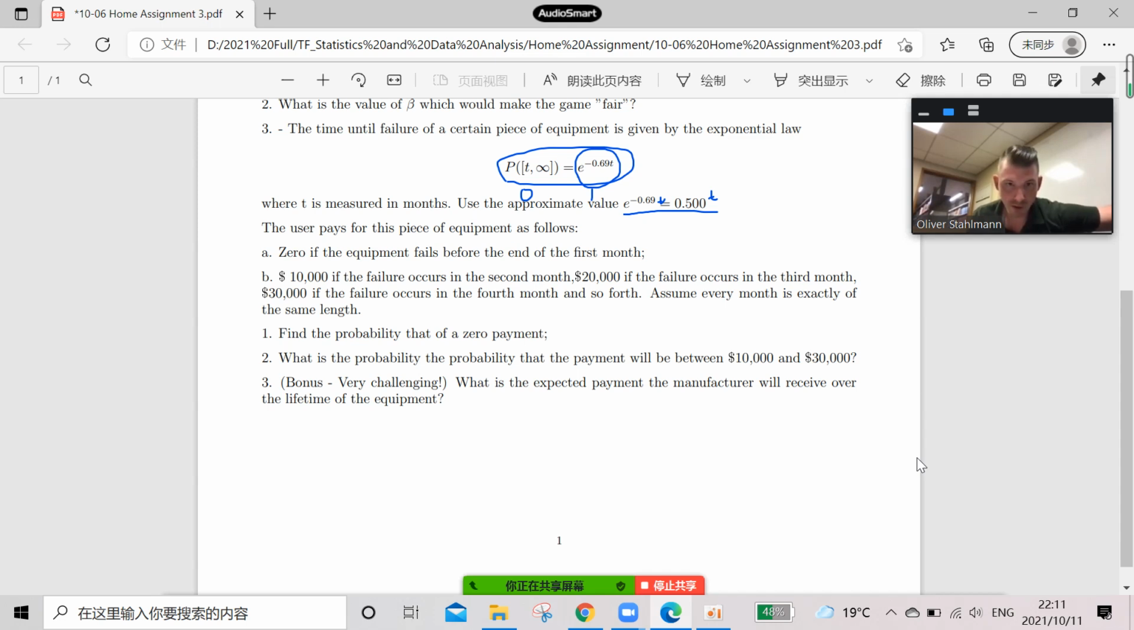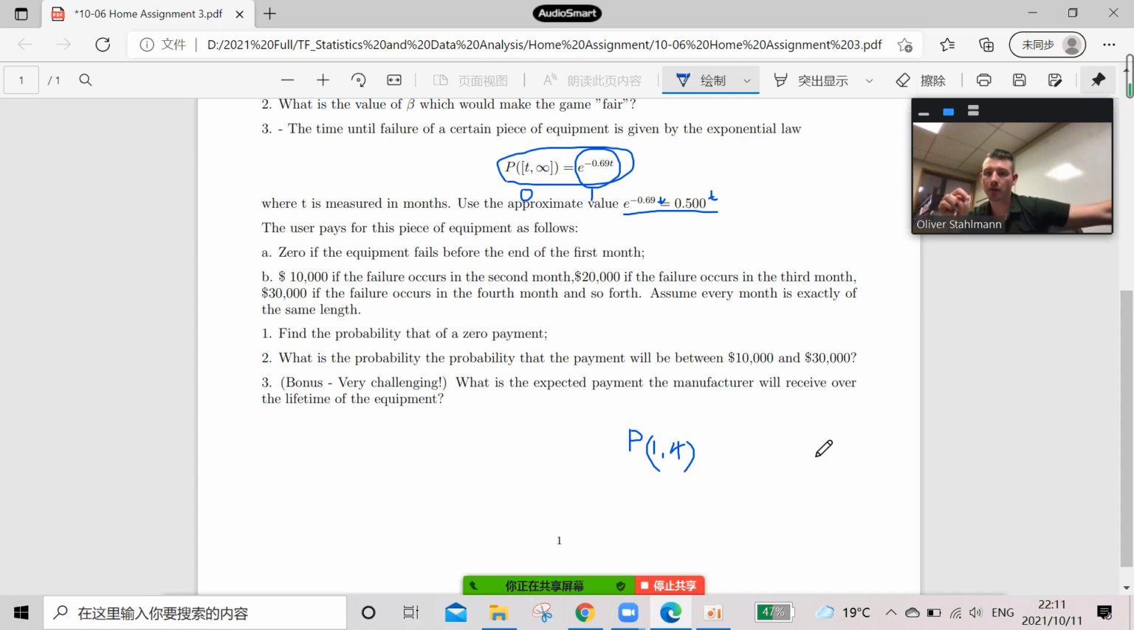And then the probability that the payment will be between 10,000 and 30,000 would mean that's at the end of month 1, so t equals 1. It's between 1 and 4. And then the second month is 20,000, then 30,000. So this is month 1, 2, 3. It's t equals 1 and t equals 3. Hold on, I'm writing that in that formula. The probability from 1 to 4, right? No, it's 4, it's not 3. So it's that occurs in the third month.